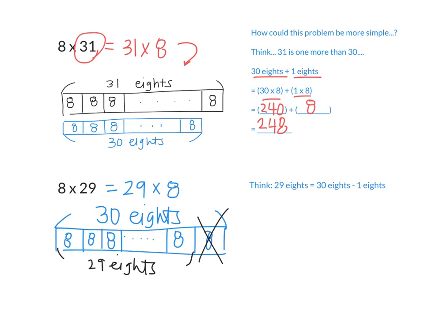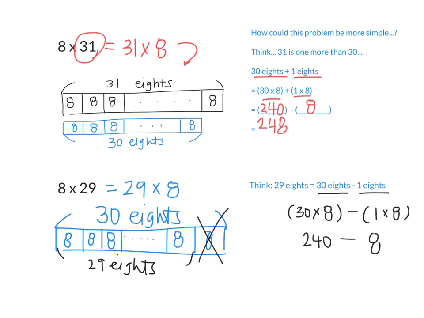Okay, so let me show you how we can show that using what we know. We know that 29 eighths is the same thing as 30 eighths minus 1 eighth. I can show 30 eighths in math by doing 30 copies of 8, right? And I need to take away 1 copy of 8 in order to make 29 eighths. Well, we know that 30 times 8 is 240. And we know that 1 times 8 is? 8. Because 240 is 30 eighths, and 8 is 1 eighth, right?